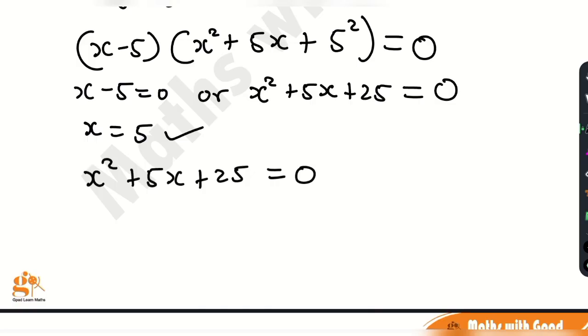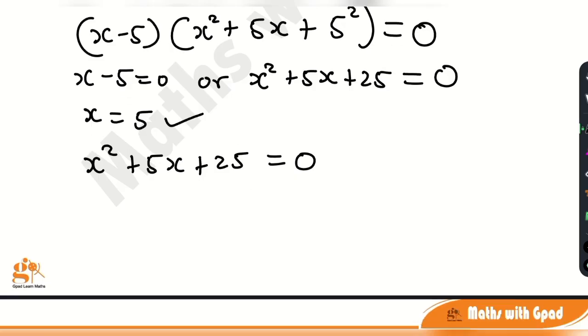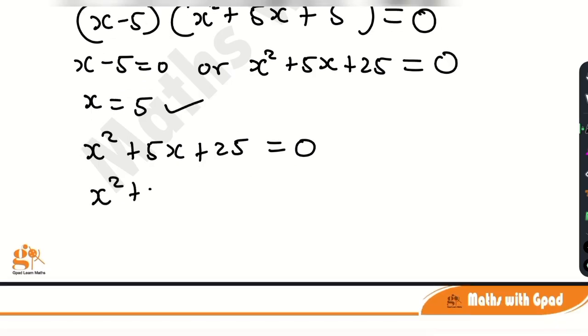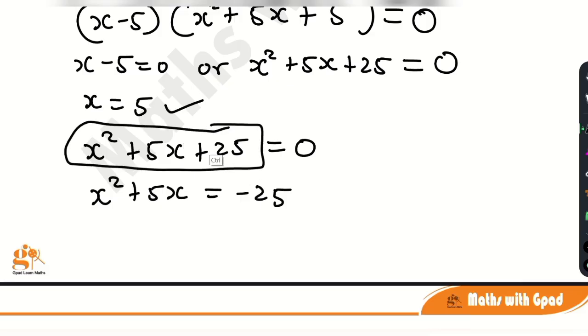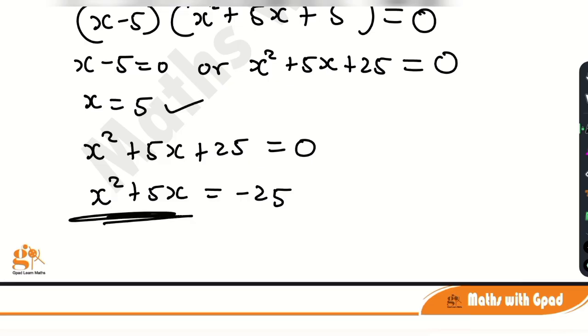Now I'm going to use the completing the square method to solve this. I'm going to move plus 25 to the right-hand side. So we have x squared plus 5x is equal to negative 25. Now, in the completing the square method, I move this plus 25 to the right-hand side because this is not a perfect square. So I will remove the constant term and then add a constant term that will make this expression a perfect square. Hence the name completing the square.